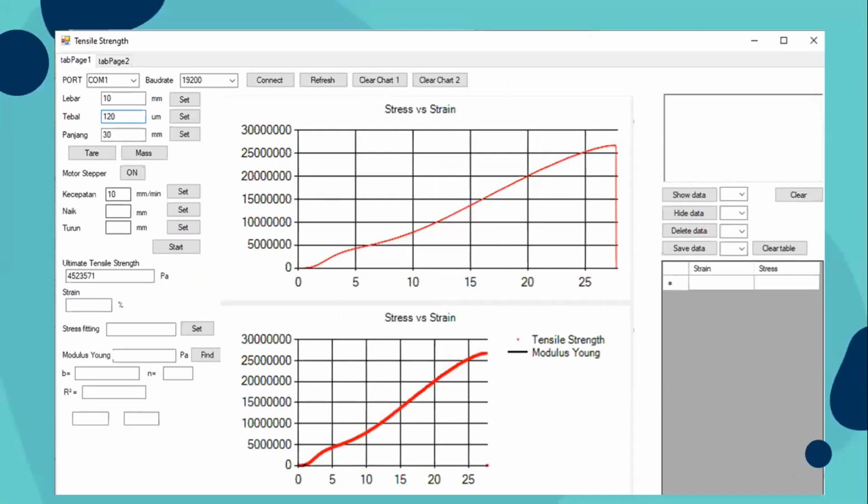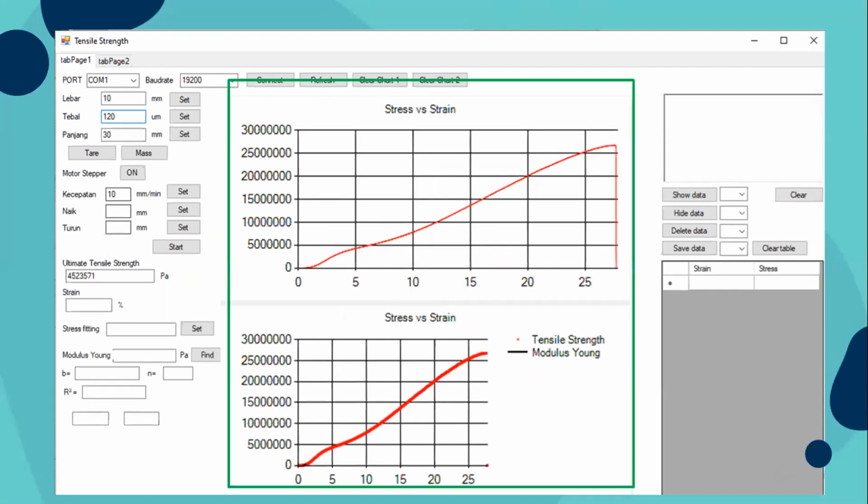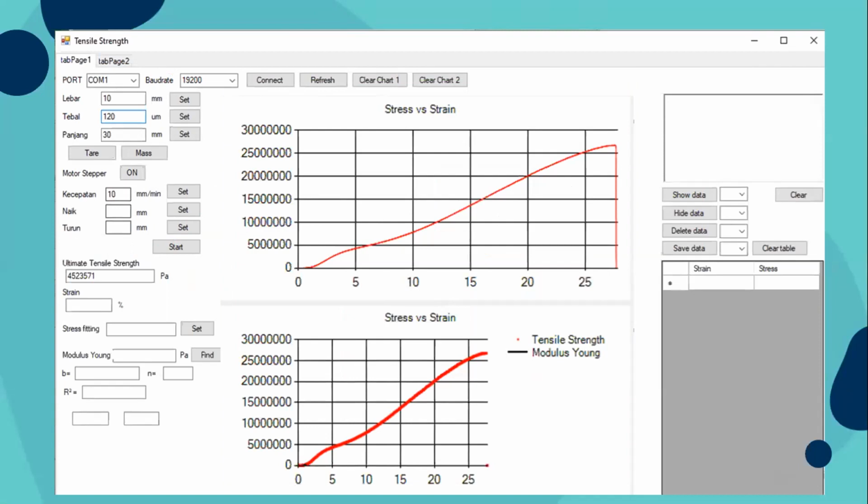In the graphical user interface, we can set gauge length, sample area, and pulling speed. The stress-strain graphic will show in this graph. We can also find ultimate tensile strength and Young's modulus. Then the raw data of the measurement is contained in this volume.